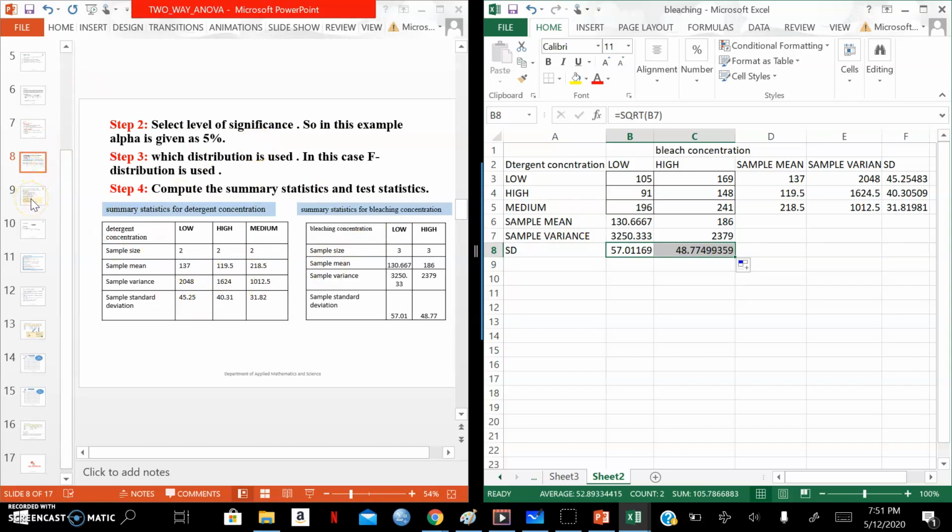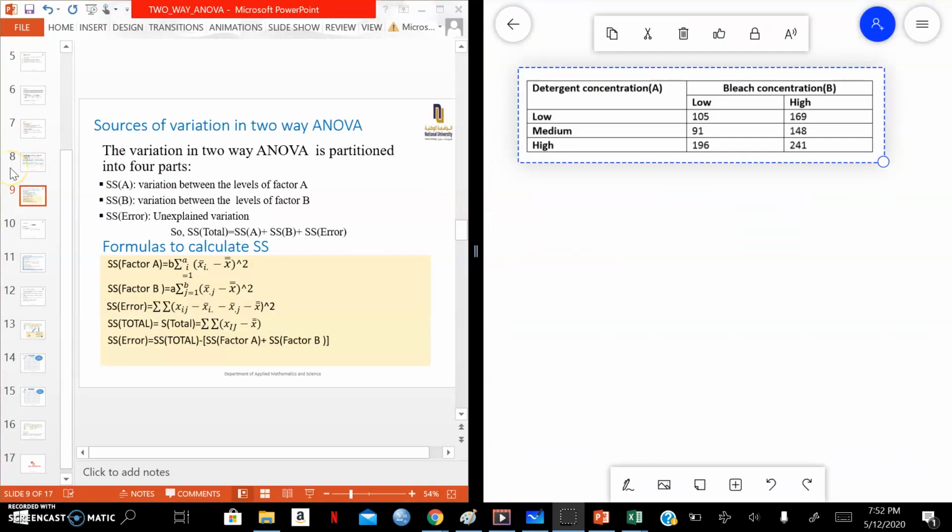Now once you have computed the summary statistic, now you should know what are the sources of variation in two-way ANOVA. So the sources of variation can be partitioned into 4 parts. One is variation between the levels of factor A, and the second one is the variation between the levels of factor B, and third one is a variation which we can't explain, which is unexplained variation, and then the last one is the total variation.